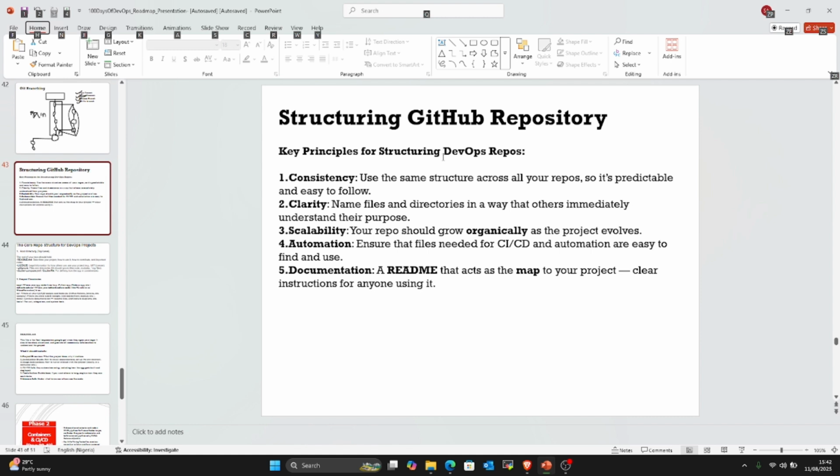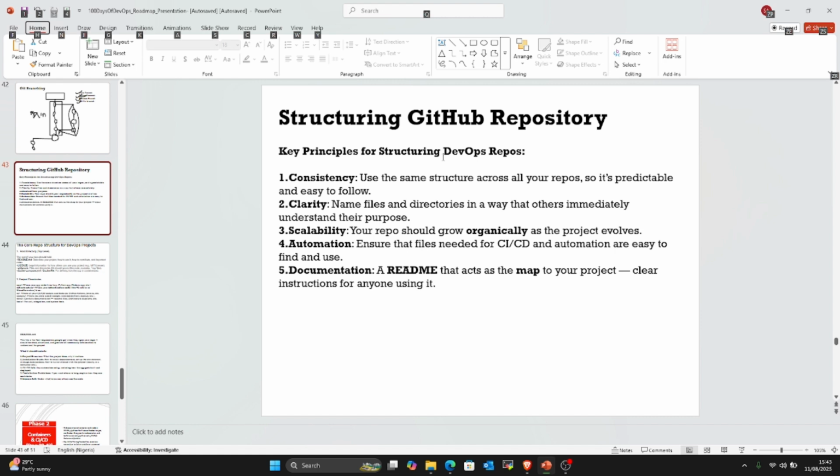Another thing you need to consider is scalability. Your repo should be able to grow as projects evolve. So always make room for growth in your repo. What I mean by grow is that you structure it in a way that scaling up that application does not affect the whole repository. And you can do that by creating things like modules, shared libraries, and all of that. So your repo should be able to accommodate organic growth without breaking, without having any issues.